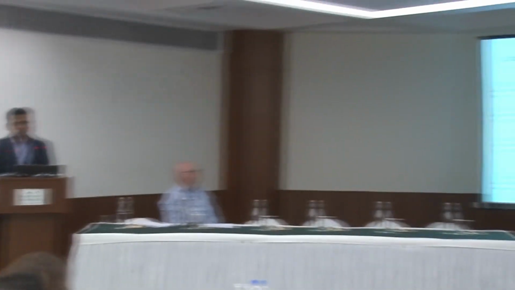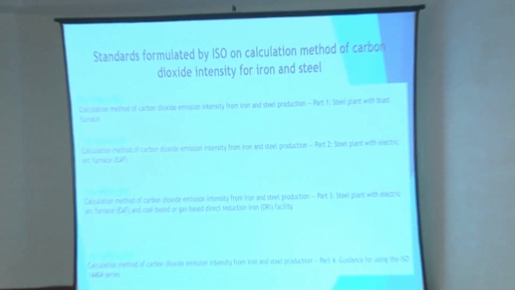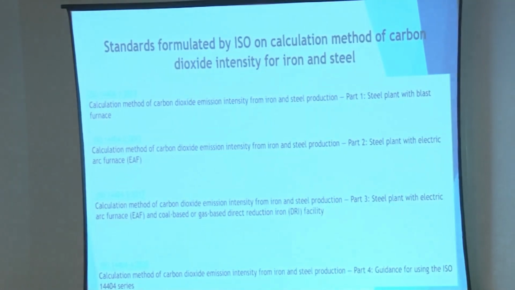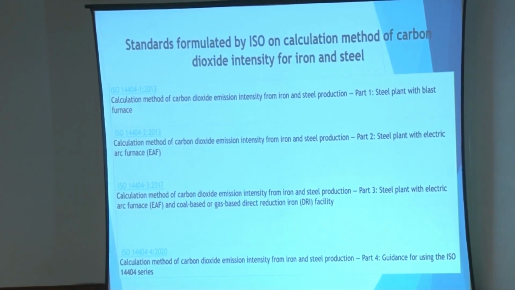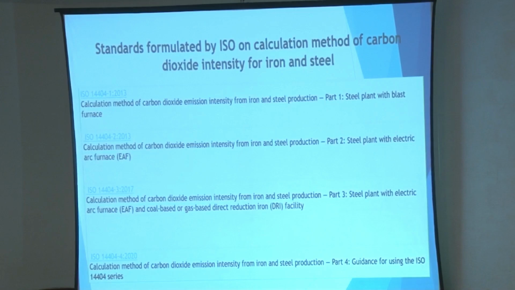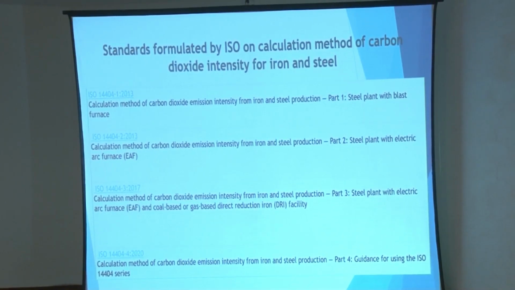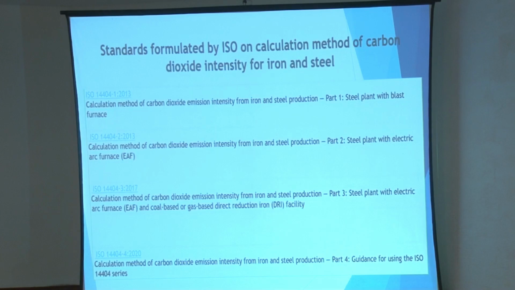So this is just to give you an example in which the standards are formulated by ISO on calculation method of carbon dioxide intensity for iron and steel. So this is ISO 14404 part 1, part 2, part 3, part 4, in which subsequent parts explain how to calculate the carbon dioxide emission intensity in blast furnace and electric arc furnace and in direct reduction iron facility, DRI facility, and part 4 is the guidance on how to use these ISOs.